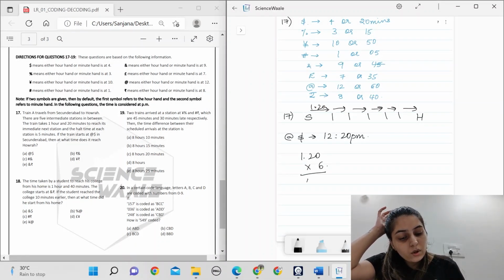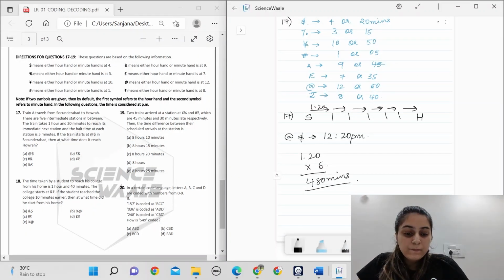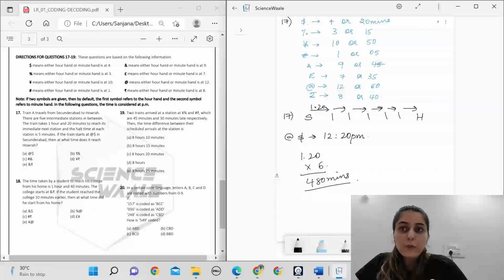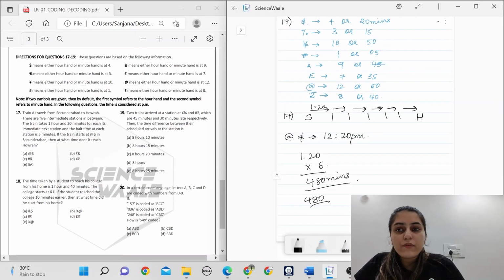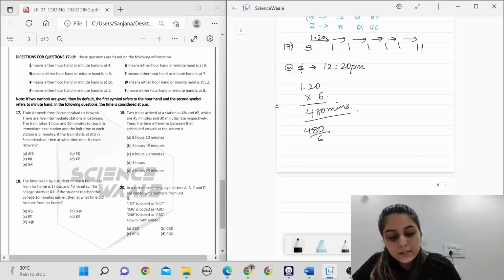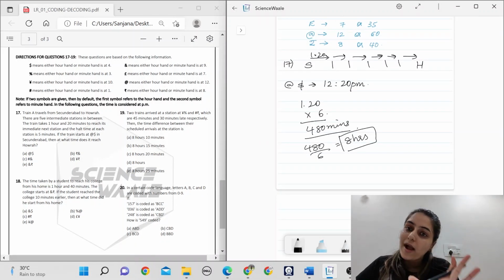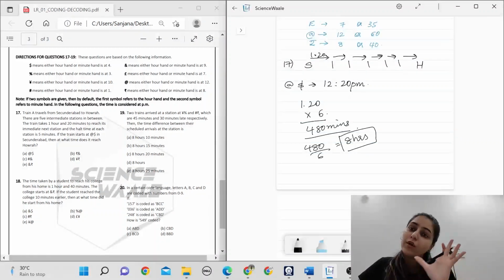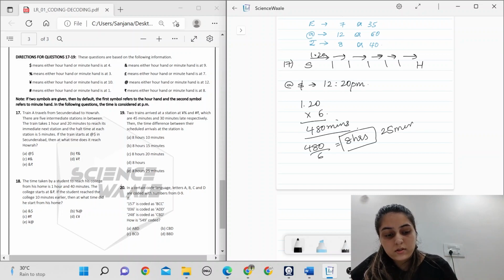Which is 480 minutes if you convert it into minutes. 1 hour 20 minutes is 80 minutes, and 6 8s are 48, so it's 480 minutes. If you convert it into hours, 480 by 60, which is 8 hours. But that's not enough. They have given us something else also, that it stops for 5 minutes at each station. Since there are 5 stations, it will stop 5 times. So 5 5s are 25 minutes. 8 hours 25 minutes.